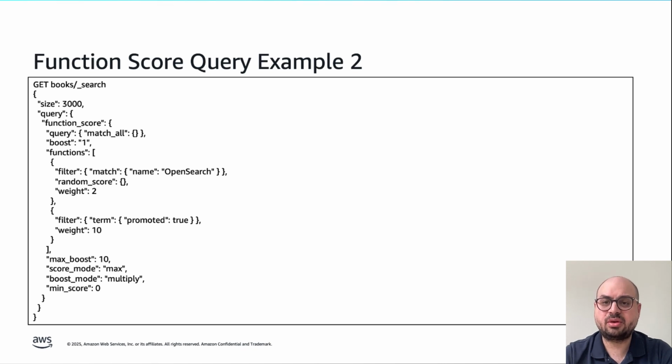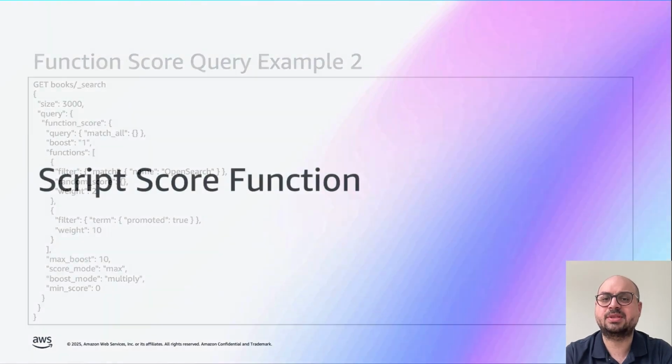Using function score, you can apply different queries based on multiple conditions to assign different scores to each document. In this example, the first function boosts documents containing OpenSearch in the name field, applying a random score and multiplying it by 2. The second function strongly boosts documents where the promoted field is equal to true, multiplying their score by 10. If any record falls in both queries, the max score is calculated for the document, because we have set the score mode to max. Documents with a final score below 0 are excluded from the results.